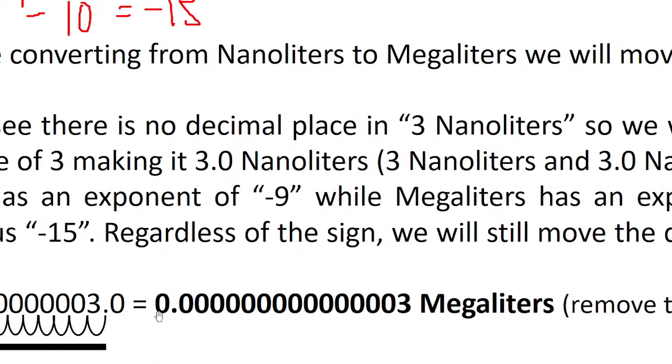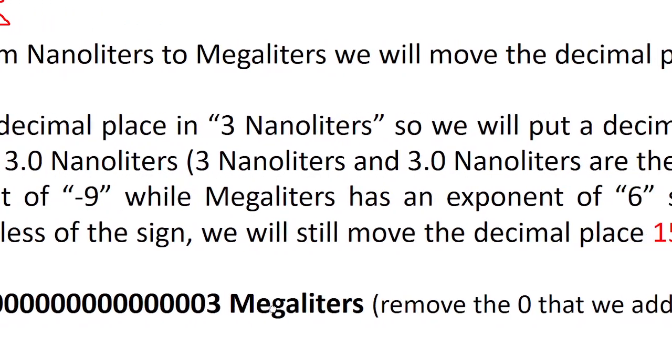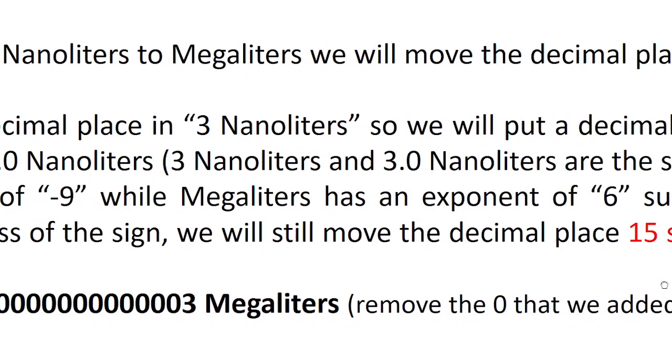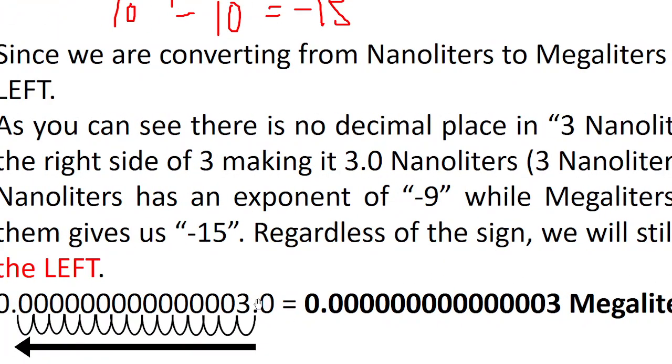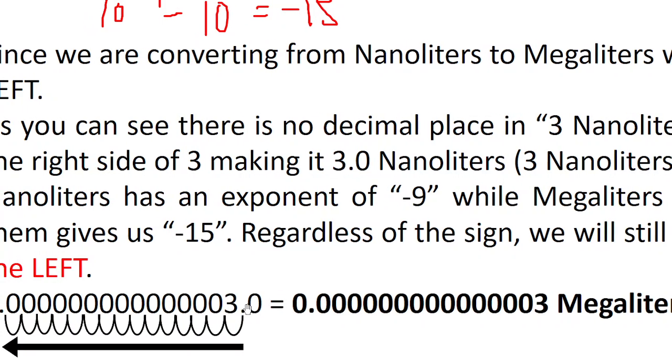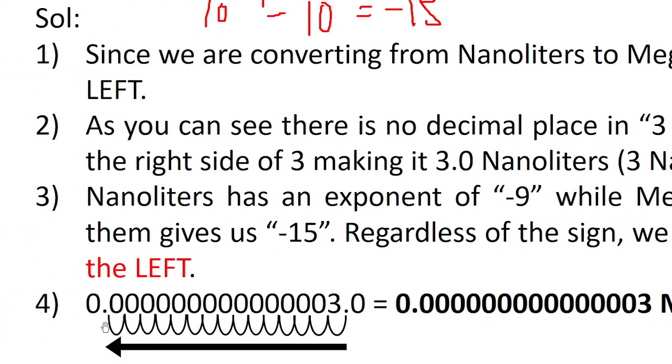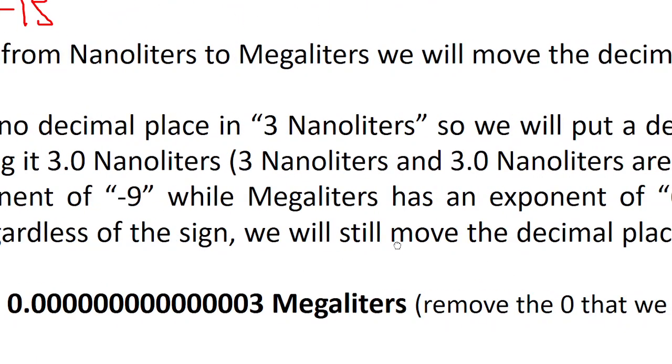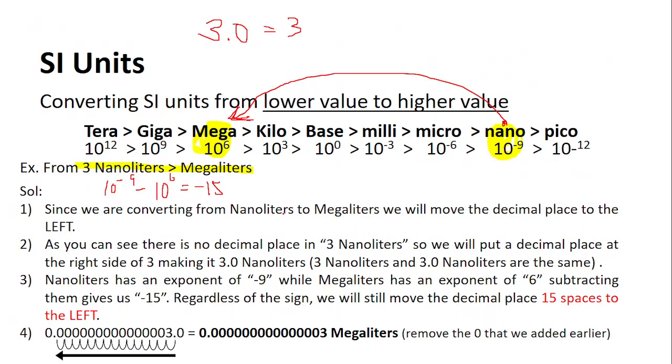Your final answer is like this, class. 0.0000000000003 megaliters. So remove the 0 that we added earlier. We remove it from the final answer because it is not significant. We only added it so we could move the decimal place, class. So, that is our final answer.